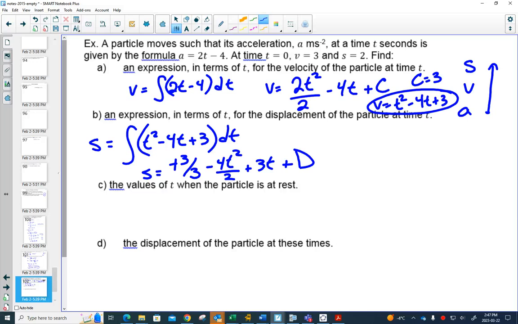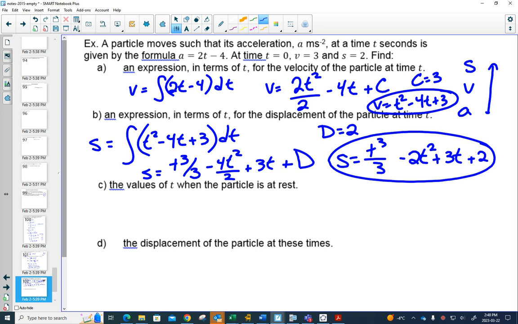Doesn't hurt. Here we're told that when t is 0, s is 2. So again, it's pretty easy to figure out that the d value has to be 2. And so our final equation for our displacement will be t cubed over 3 minus 2t squared plus 3t plus 2.